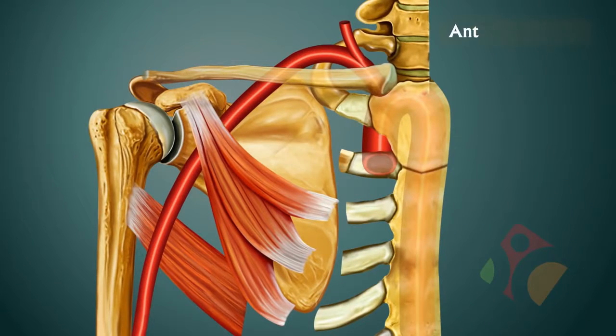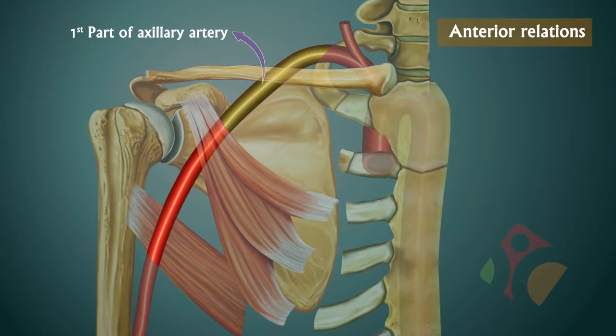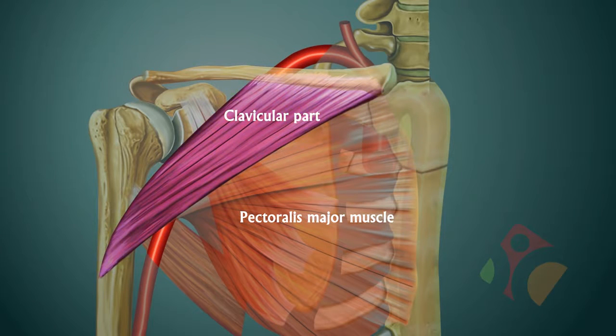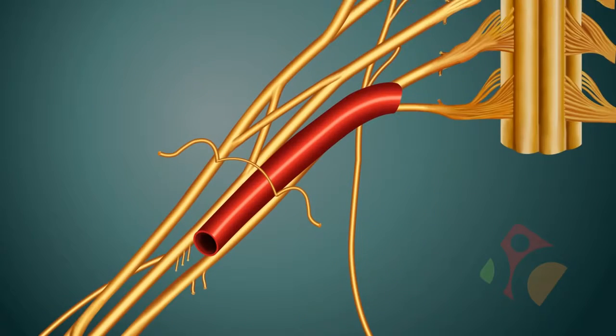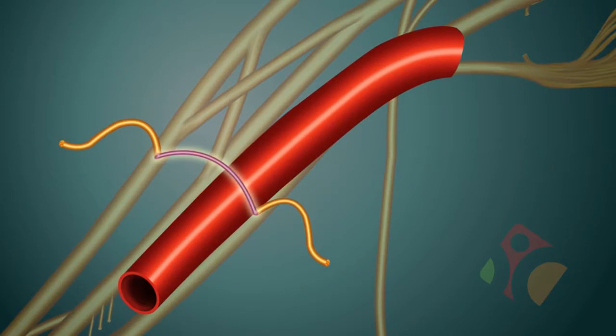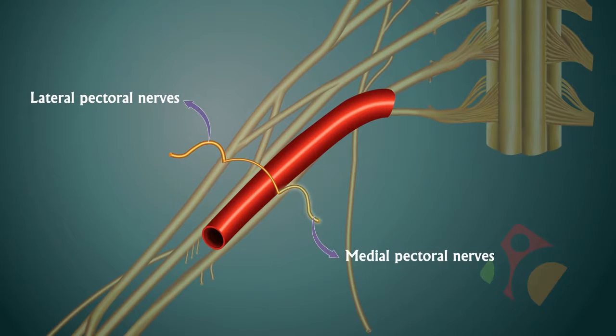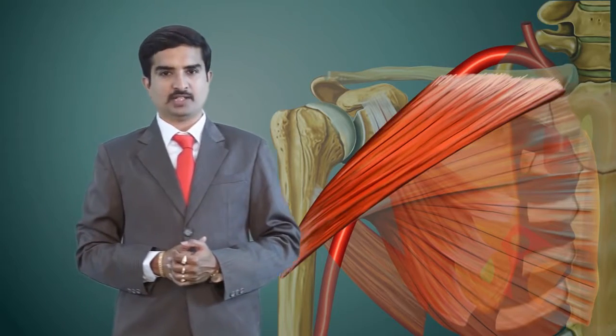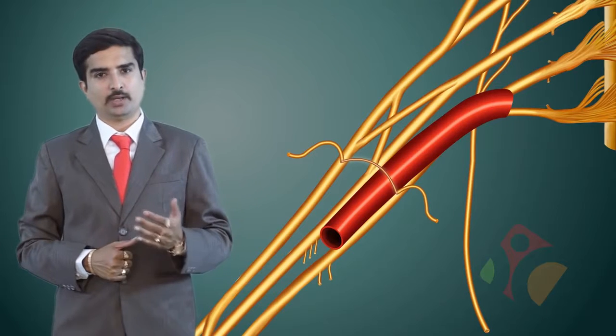Now let us see the relations of each part of the axillary artery in detail. First, the relations of the first part. The anterior relations are the clavicular part of the pectoralis major muscle, and the loop of nerves communicating between the lateral and medial pectoral nerves. So what are the anterior relations here? The clavicular part of the pectoralis major muscle and the nerve loop communicating between the medial pectoral and the lateral pectoral nerves.